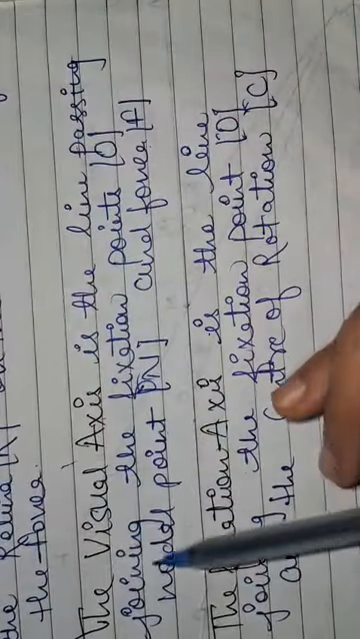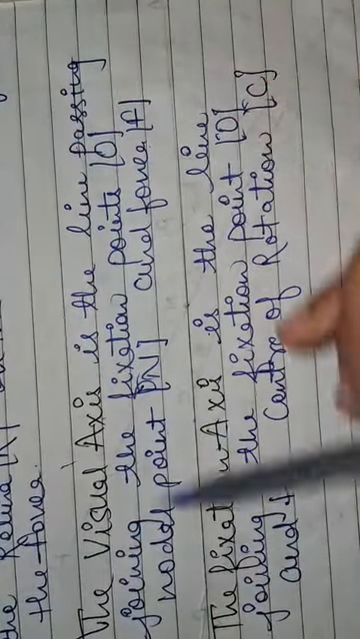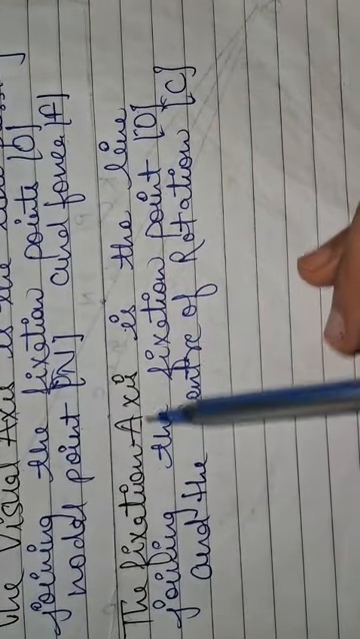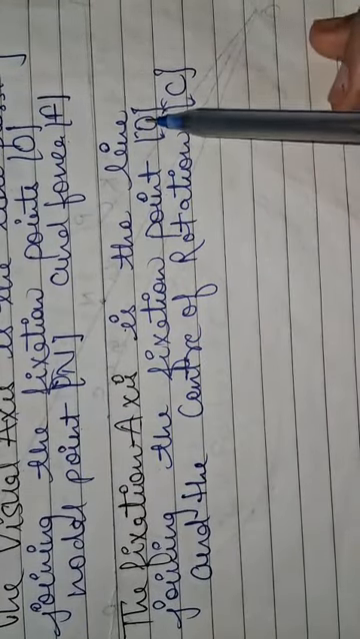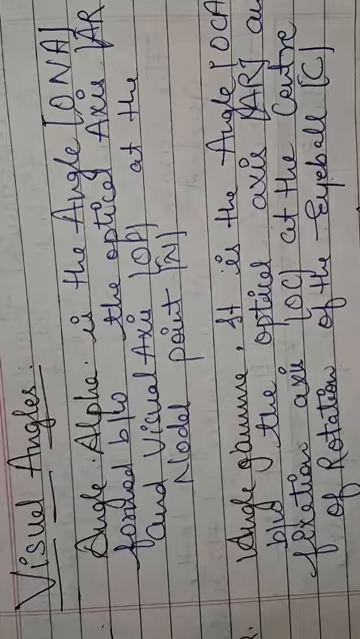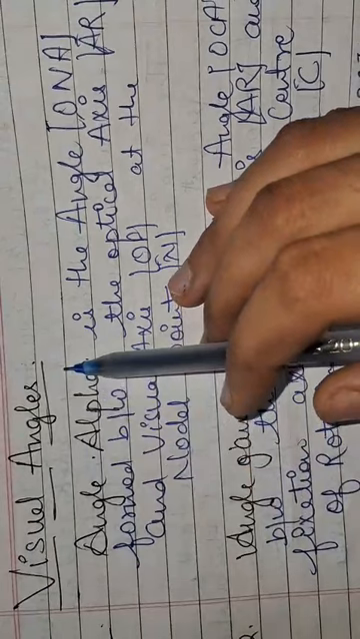Visual axis is the line joining the fixation point O, nodal point N, and the fovea. This is called the visual axis. And the last is fixation axis, the line joining the fixation point O and the center of rotation C. This is called the fixation axis. Then also discuss about the angles of the eyeball.